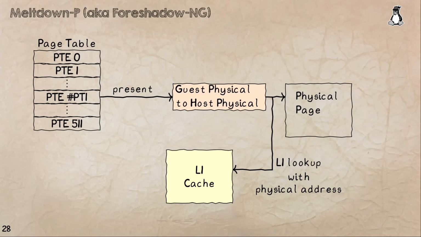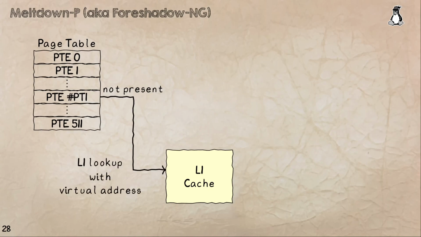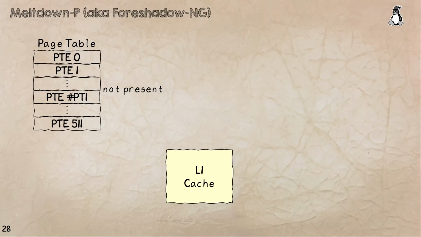A non-present page in the virtual machine. Oh, they wouldn't do that. Sure, let's see. So it's not present. And we will never translate it to a host physical address, right? Doesn't exist, doesn't make sense. So far the processor is right.